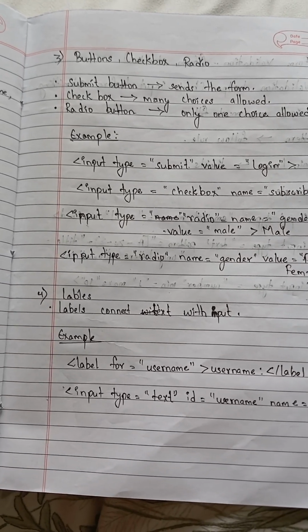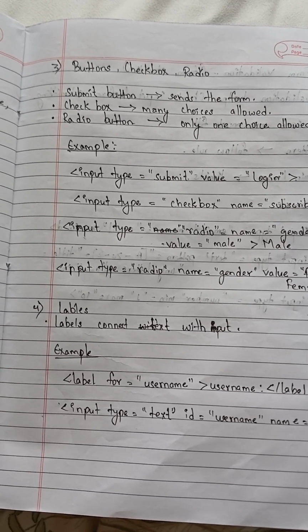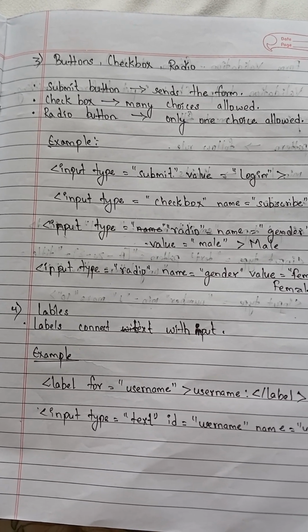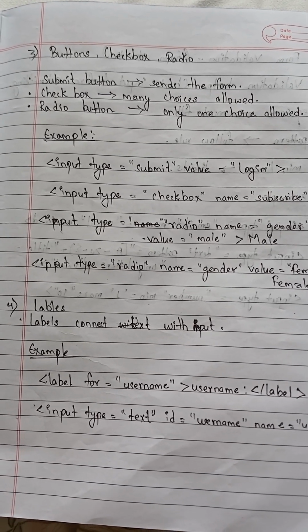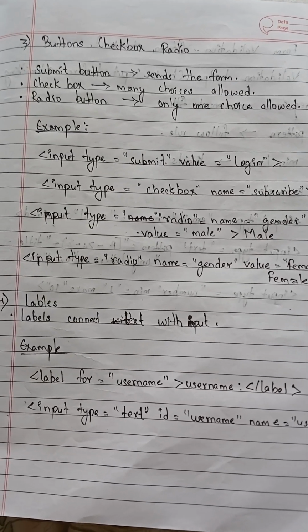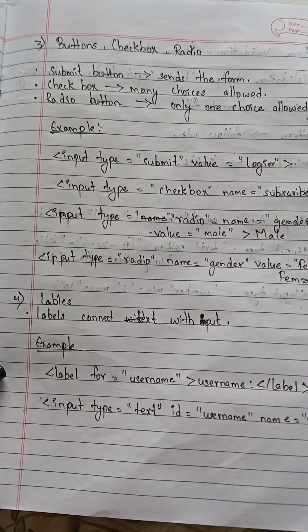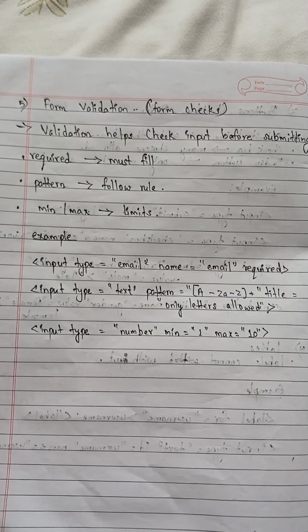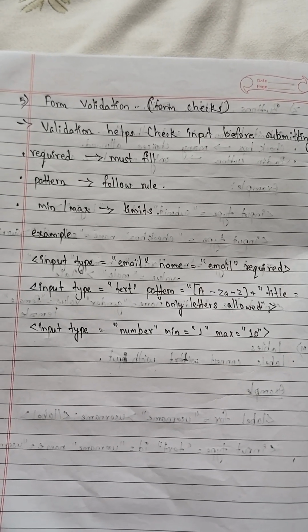And next is label. Labels are used to describe input boxes. When we link the label to an input, the form is easier to use and more clear. Here is the example.